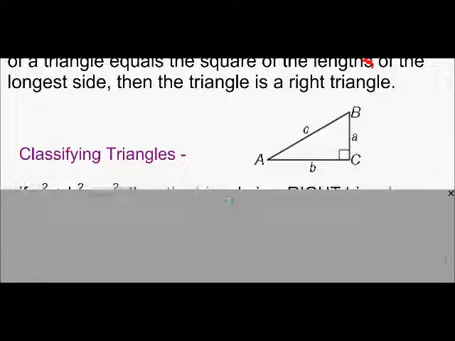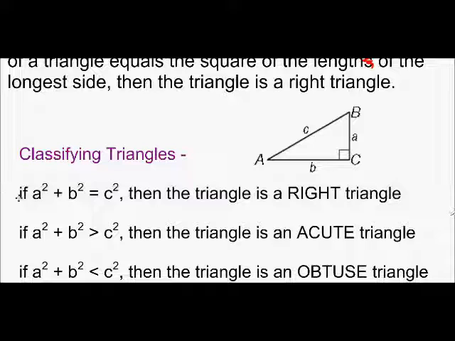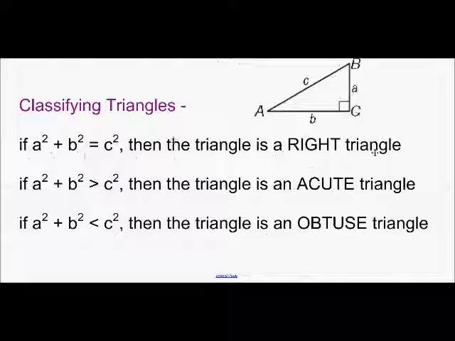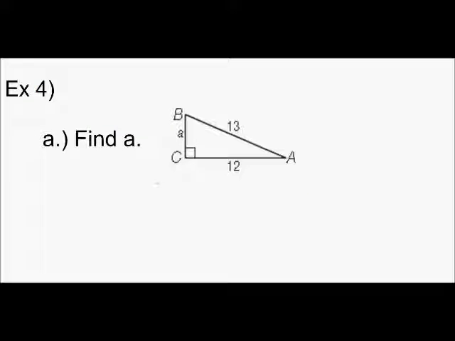Other things that you can do with this: if you add up the two smaller legs, a squared and b squared, and a squared plus b squared is greater than c squared, then you have an acute triangle. And if a squared plus b squared is less than c squared, you have an obtuse triangle. So this is pretty useful.